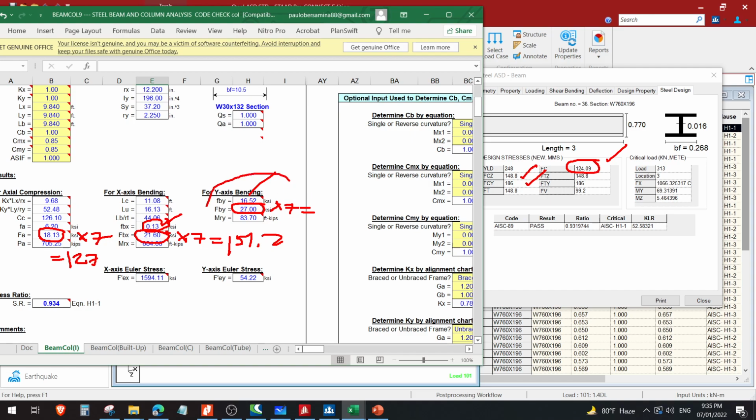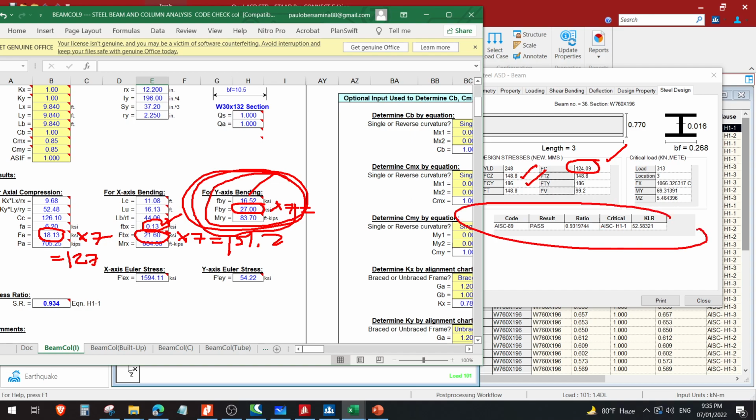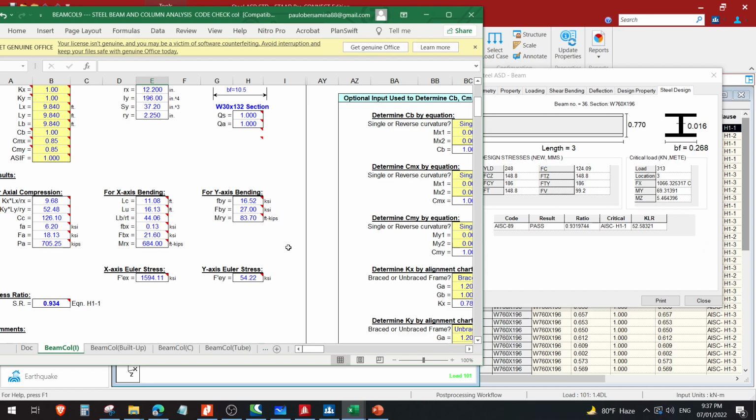So, ito yung nag-drive nga ng kanyang malaking utilization ratio. No? And so, that's it. So, we were able to verify yung ating design ni STAAD, no? Using ASD.